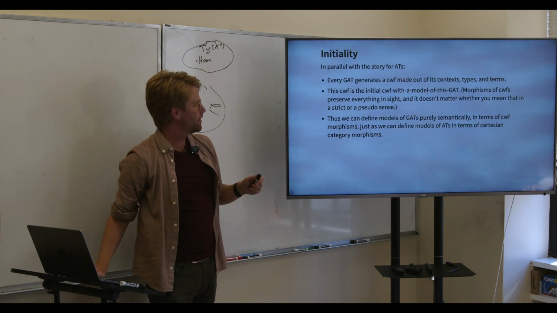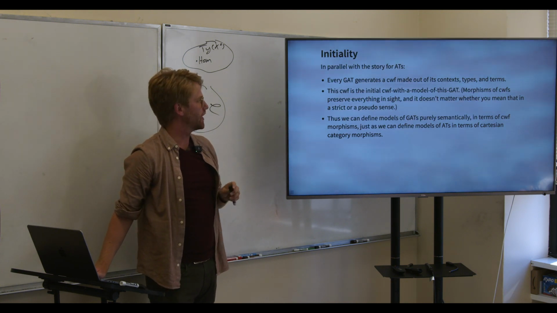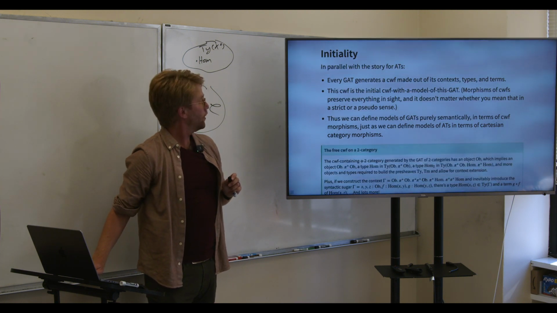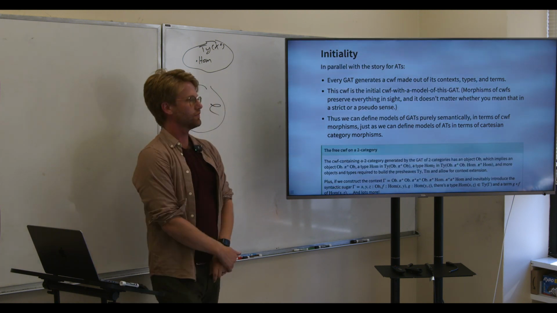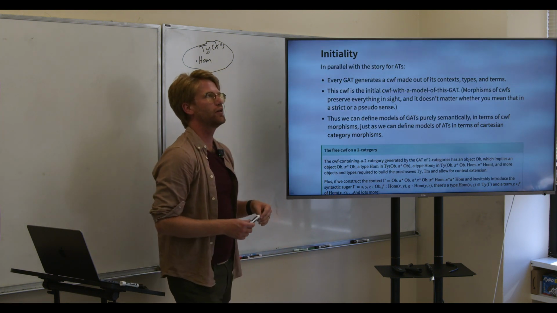So that's great. We can say a model of a GAT is a morphism of cubes, which I didn't define, but you could guess if you really wanted. Instead of set, could we use a topos? Is every topos a cube?